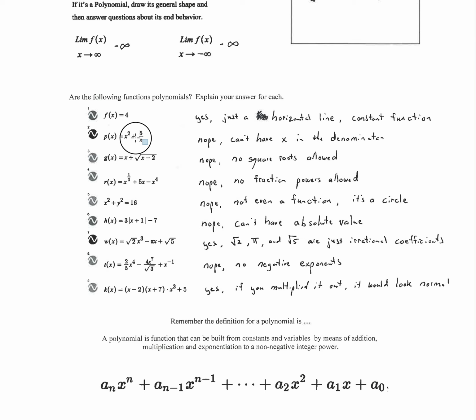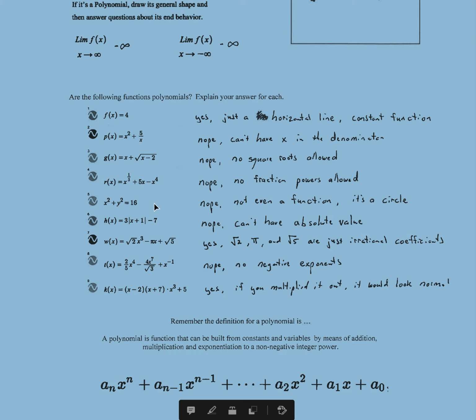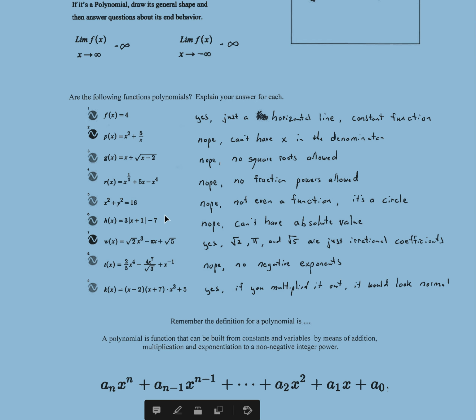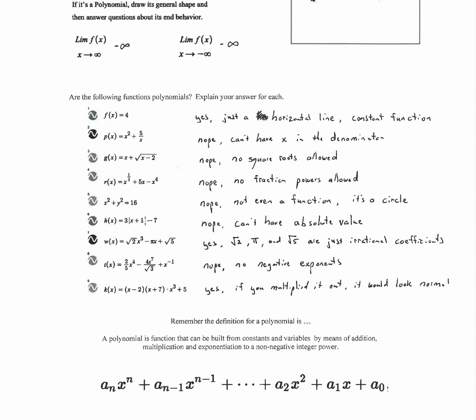Nope. Can't have that x in the denominator. Nope. Can't have a fractional power, which is what a square root is. Nope. Can't have a fractional power, that 1/3. Nope. This is a circle. Nope. That next one is an absolute value.